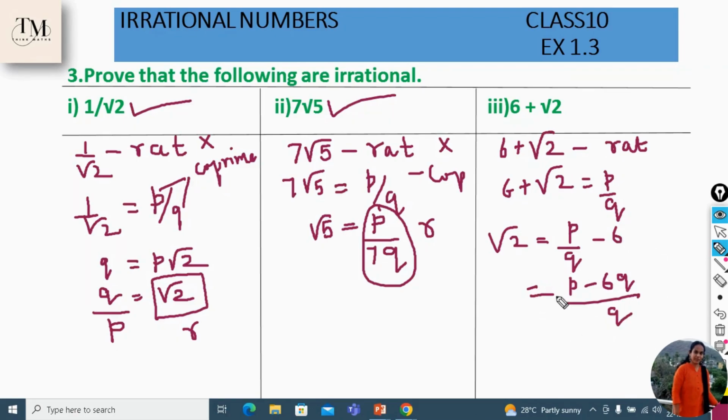So this value will be a rational number. So root 2 will also be rational. But we already proved that root 2 is irrational. So our assumption is wrong. Therefore 6 plus root 2 is irrational.